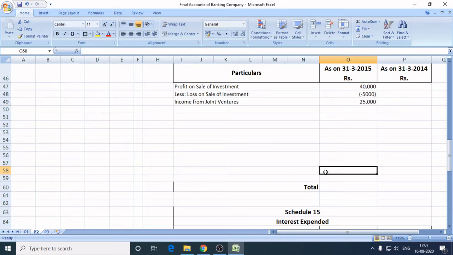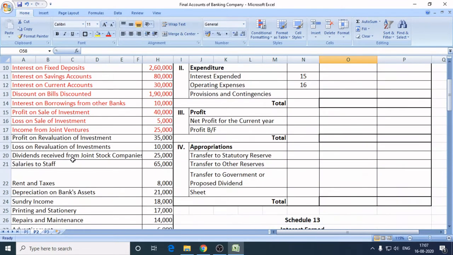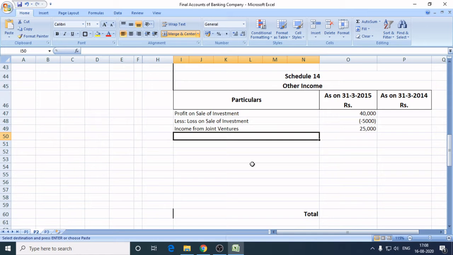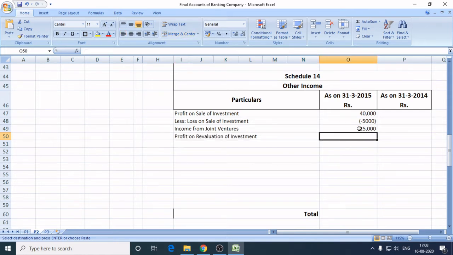Okay, now the next in the problem is profit on revaluation of investment. See, because there is an increase in the value of investment, the bank has earned a profit of rupees 35,000. And as you know, as it is not interest related, it will go under schedule number 14, other income, and the figure is 35,000.